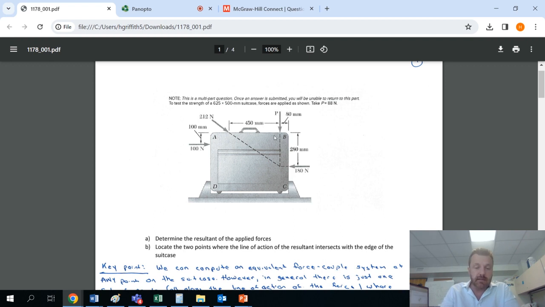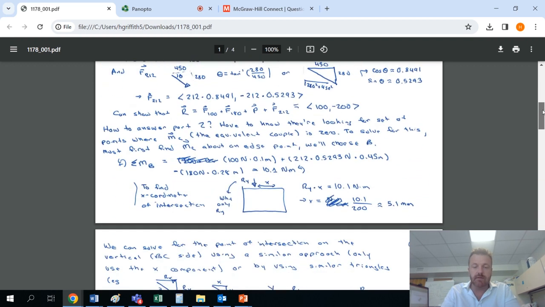All you need are your perpendicular distances for this vertical component, 450 millimeters or 0.45 meters for this 100 Newton force. Notice that the line of action, which is a horizontal line, is 0.1 meters separated from point B. And same idea for the 180 Newton force, it is 0.28 meters away.